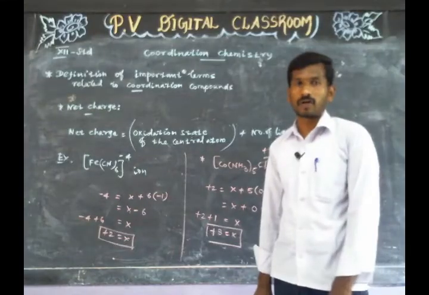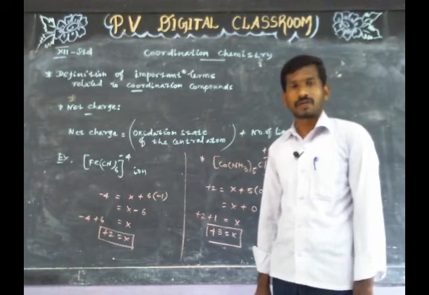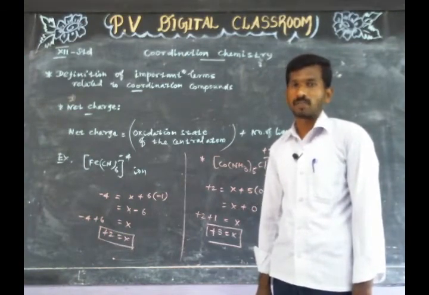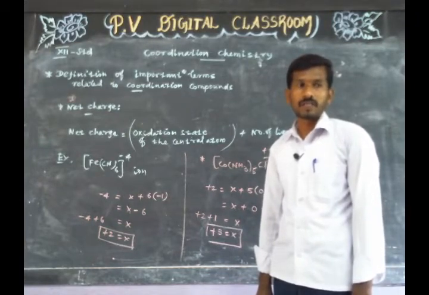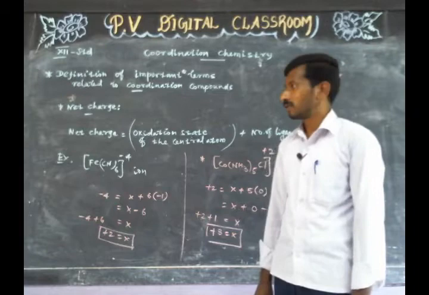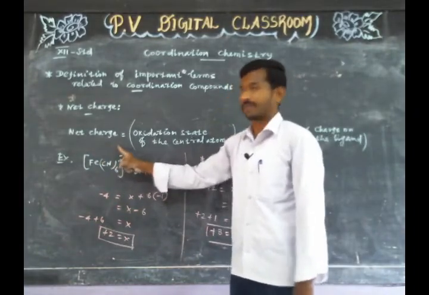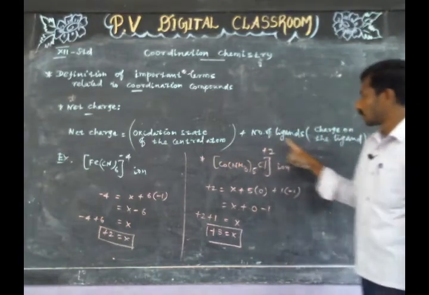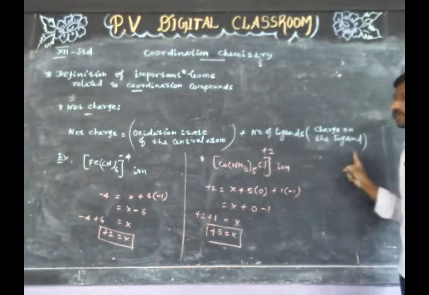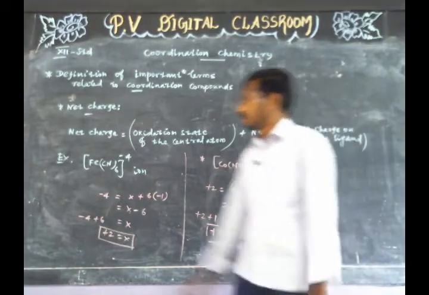Net charge on the complex. Net charge on the complex is the sum of the oxidation state of the central atom and the charge on the ligands. That is, net charge is equal to the oxidation state of the central atom plus the number of ligands times the charge on the ligand.